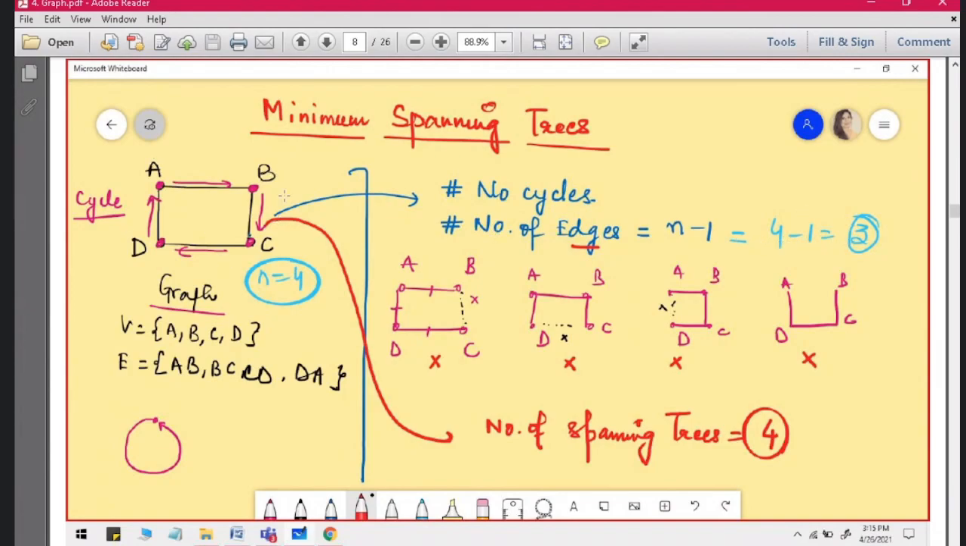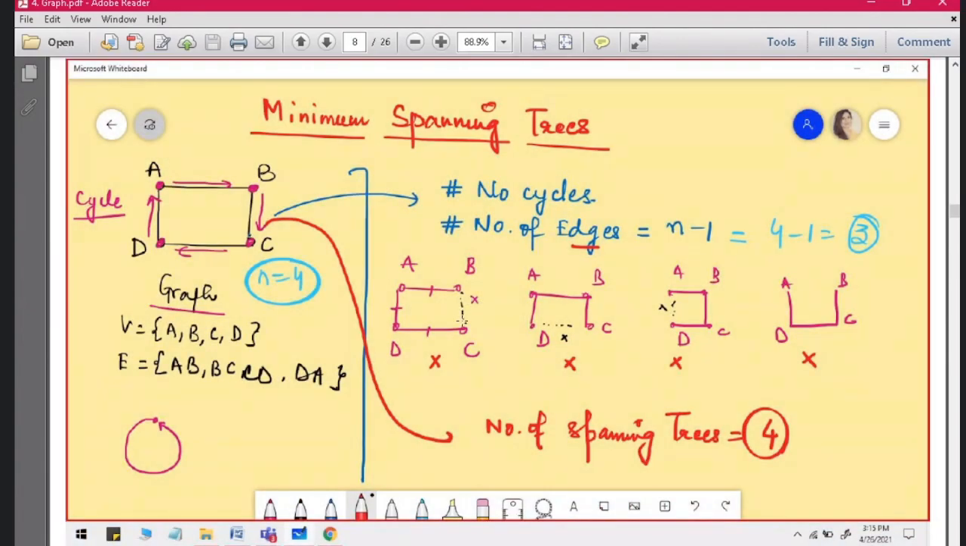So this is your graph. What are the possible spanning trees? The possible spanning trees are 4. Let's see how. As I have told you, there will be no cycle here, and the number of edges will be 3. So from this, you have to make a resultant graph which is having only 3 edges, and there should be no cycle.